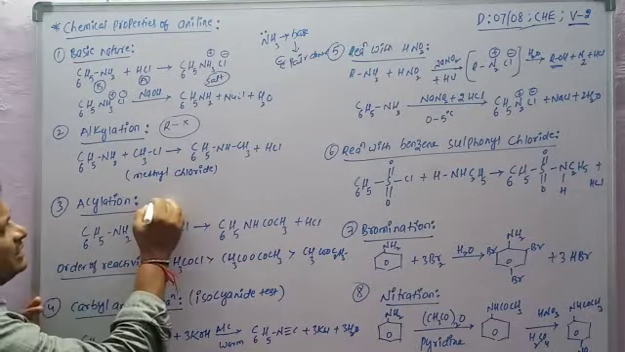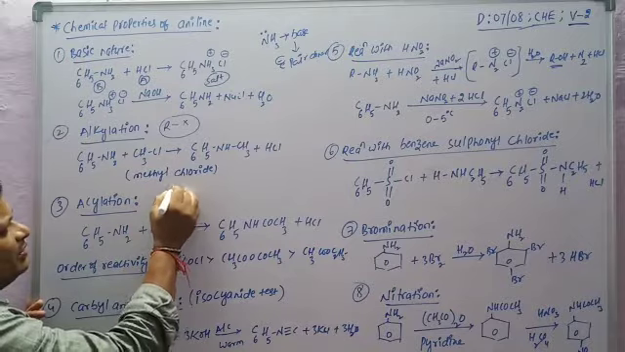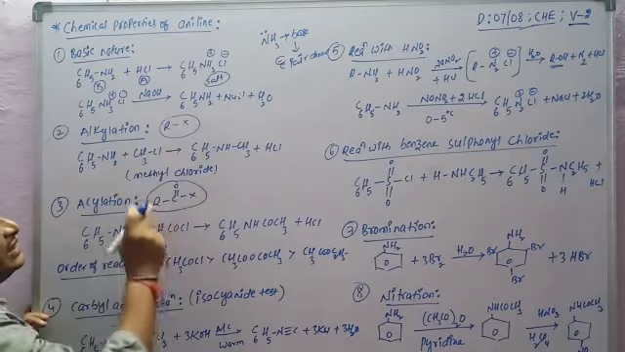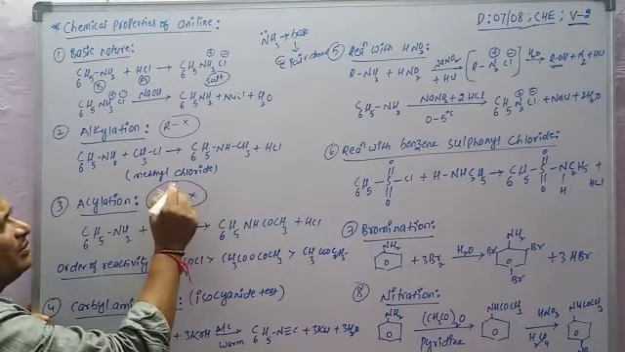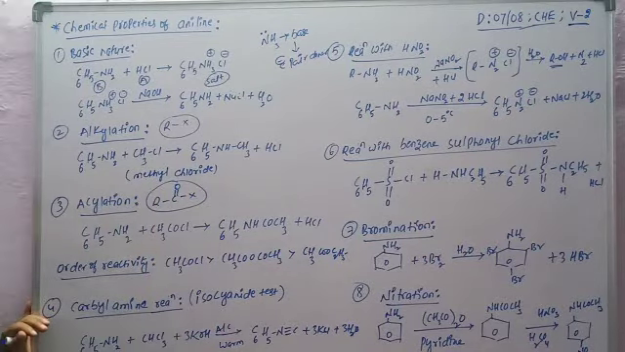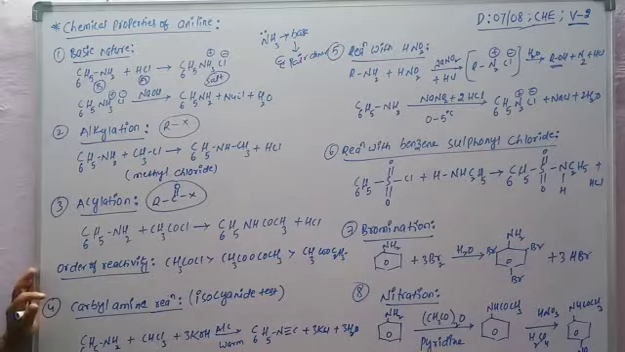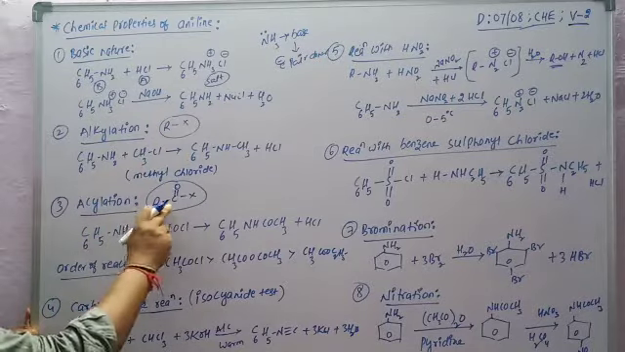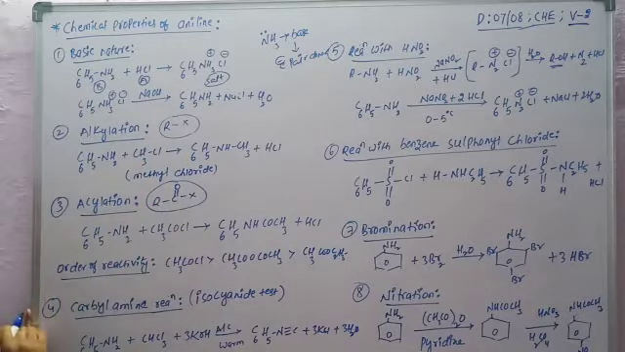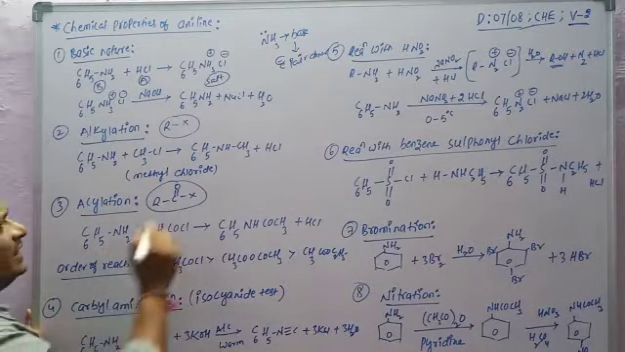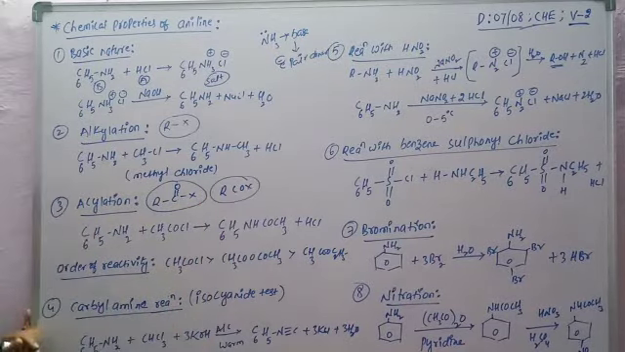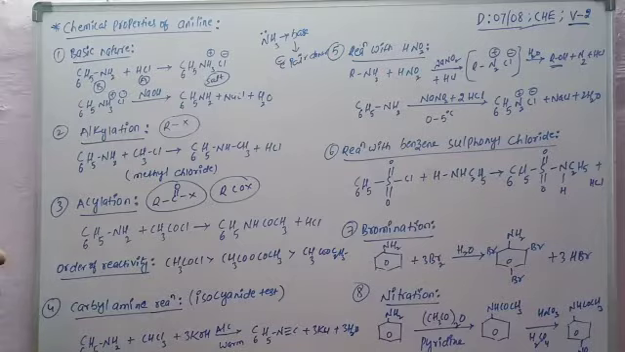Now acylation means it reacts with R-C double bond O-X. RX means alkylation. R-C double bond O-X, simply RCOX, means acylation. X is a halogen: fluorine, chlorine, bromine, iodine, like that.